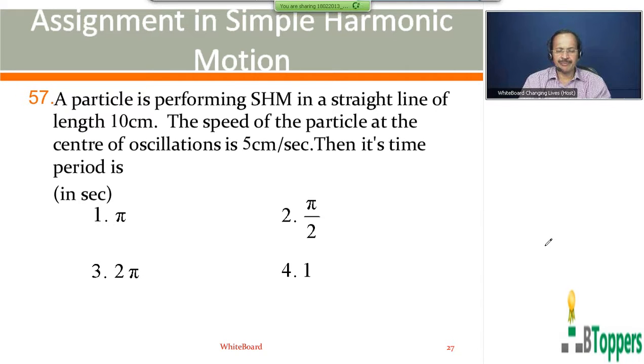I've shown 4 options on screen. First option pi, second option pi by 2, third option 2 pi, fourth option 1. Come on, take a pause and try the question.